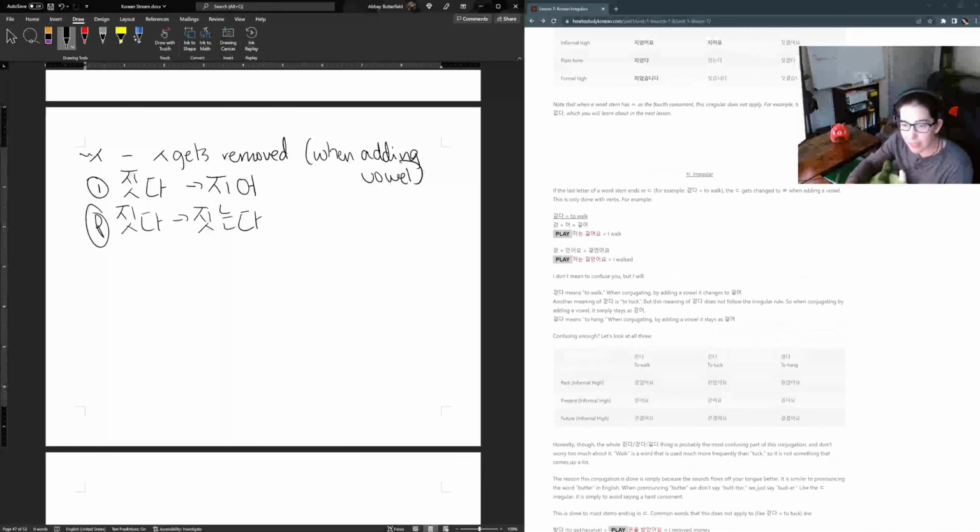And we have the D irregular. If the last letter of a verb stem ends in D, it gets changed to R when adding a vowel. This is only done with verbs.